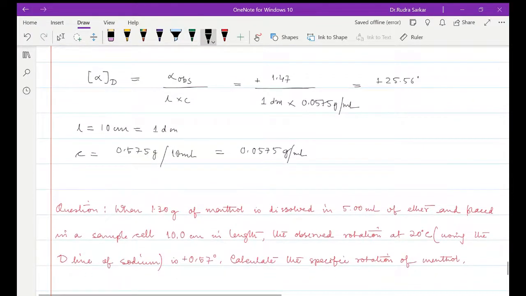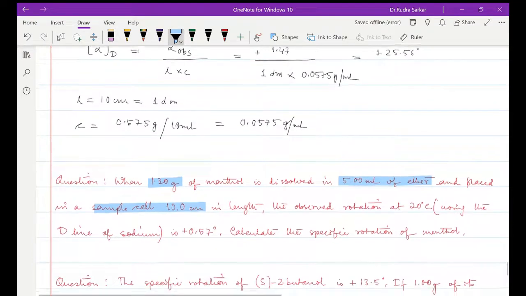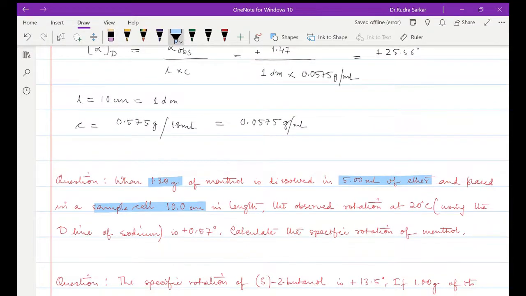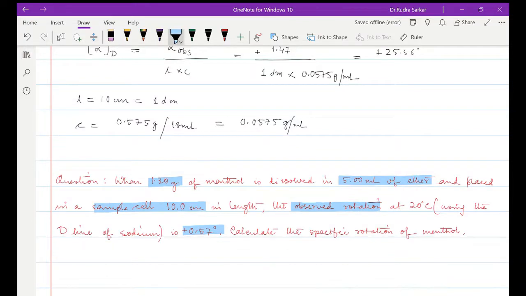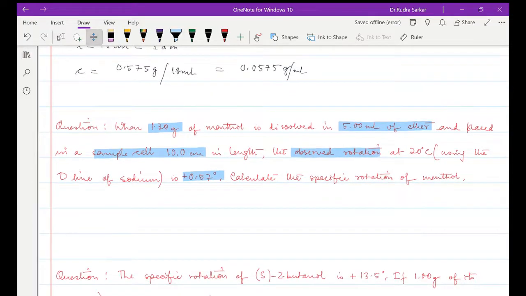Next problem, when 1.35 gram of menthol dissolved in 5 ml of ether placed in a sample cell 10 centimeter in length, the observed rotation that we find is this much. We have to calculate the specific rotation again, just using the same formula.